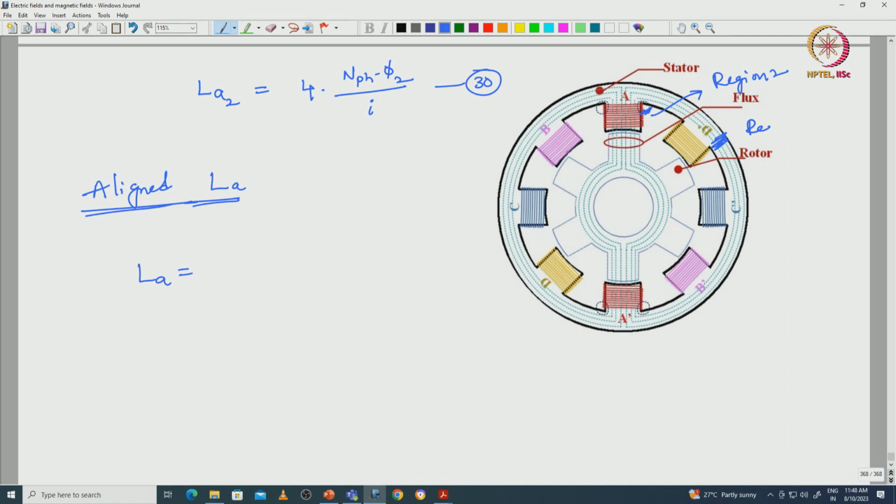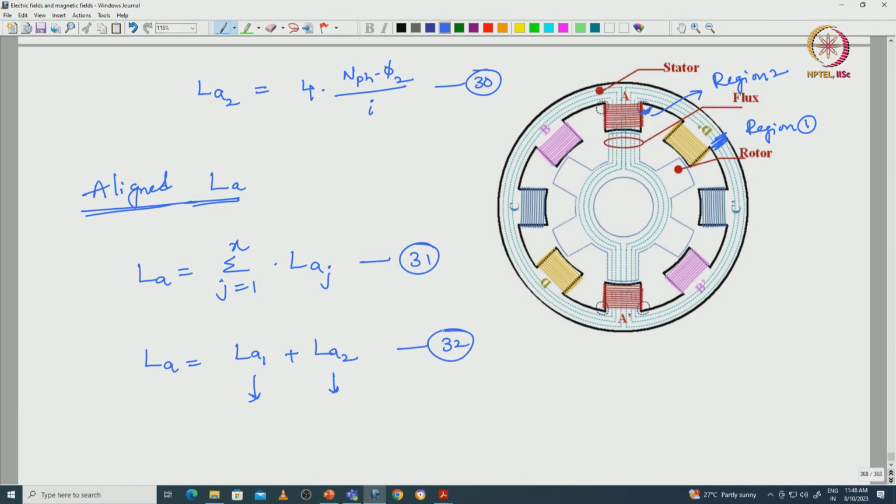Region 2 and region 1. So, LA equals sigma j equals 1 to x of LAj will give the final aligned inductance. Here LA equals LA1 plus LA2 with respect to the two regions, that is, the aligned inductance with respect to flux path 1 and the aligned inductance with respect to flux path 2. This is equation number 32.